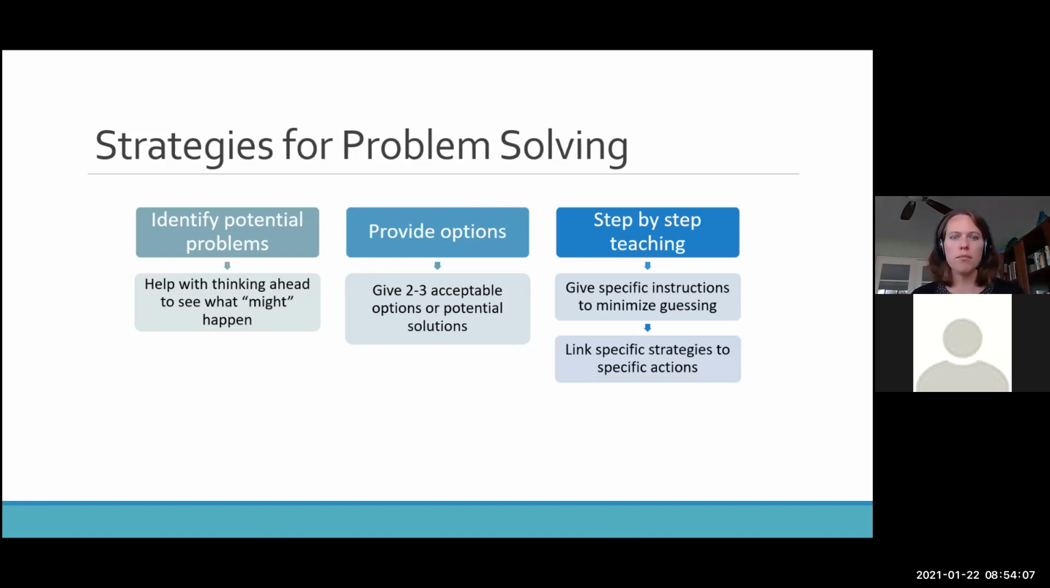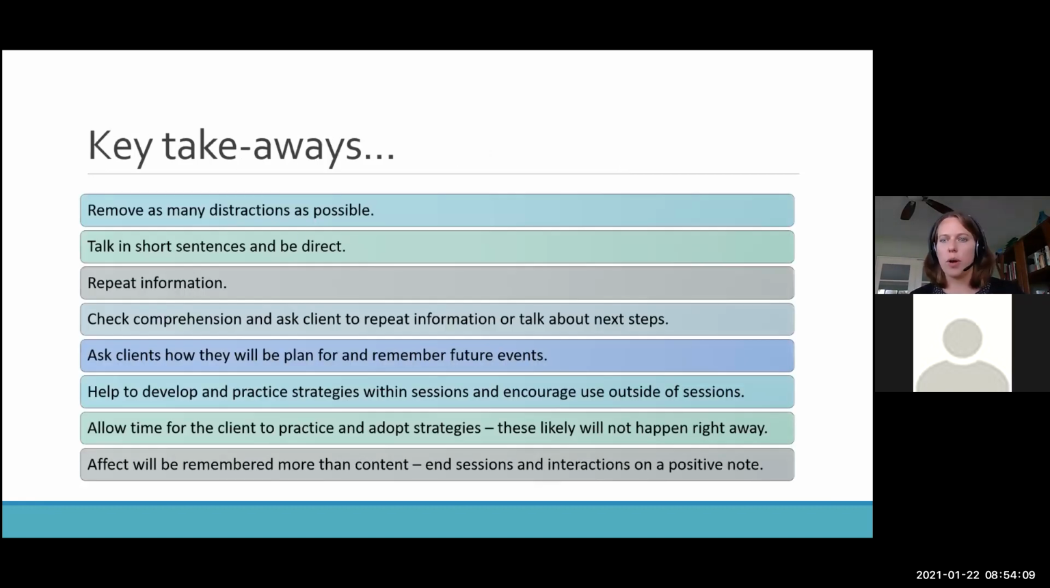helpful. So I know I loaded you up with tons of strategies today. So there's just some key takeaways, some things that I hope you'll remember, really before you dive in and working through all these individually. But, remove distractions as much as possible. Be as direct as possible. Minimize long, winding sentences and explanations.